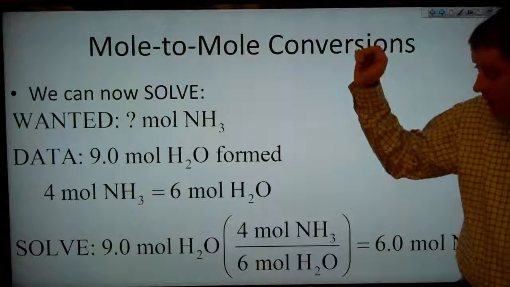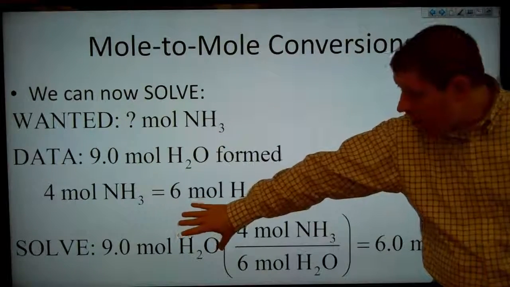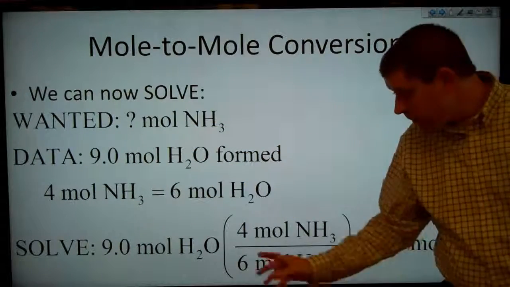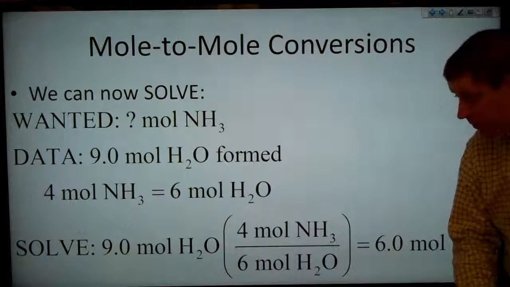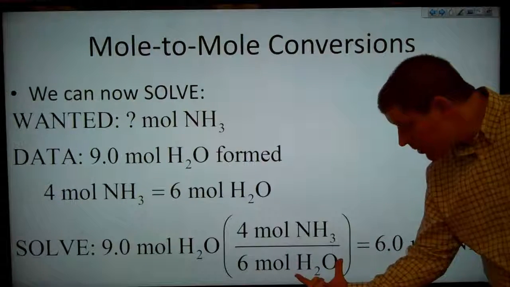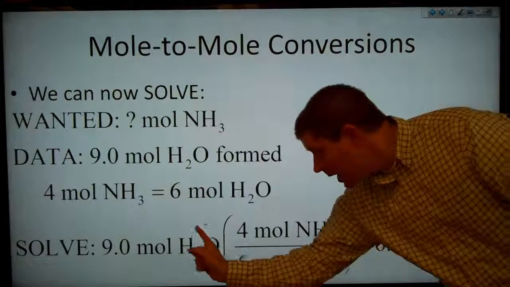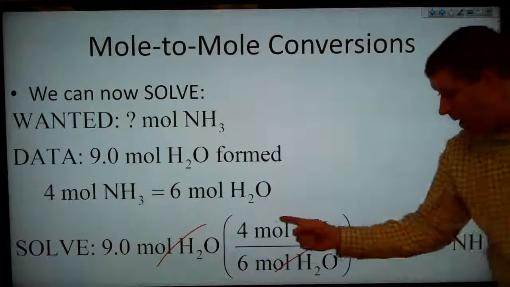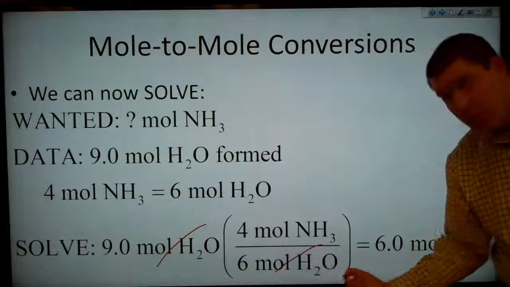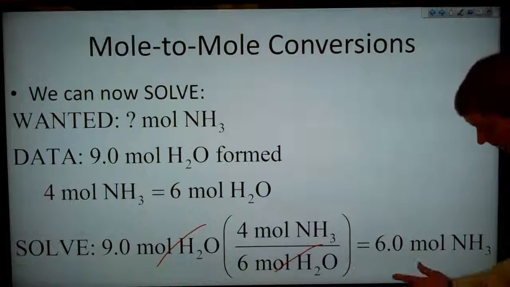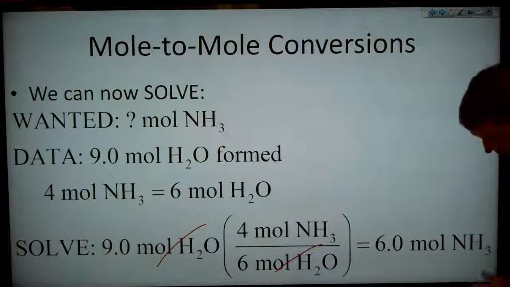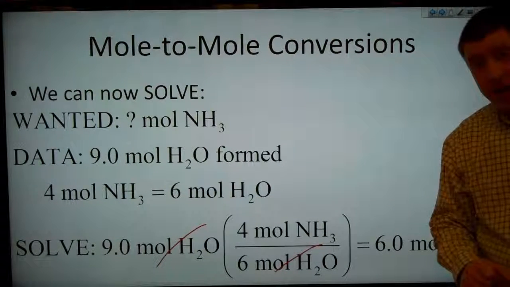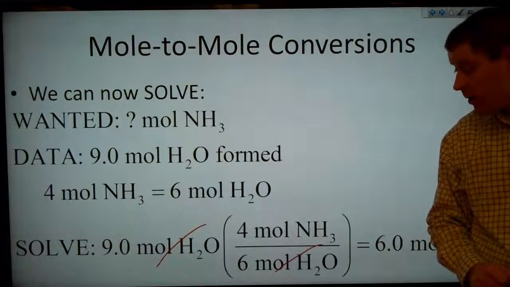And now we can go ahead and solve. We take our given of 9.0 moles of water formed. We multiply by a conversion, and note that we've put moles of water on the bottom, so moles of water will cancel there. We had 4 moles of ammonia for every 6 moles of water, and that means that now we get 6.0 moles of ammonia are going to be necessary to form those 9.0 moles of water.